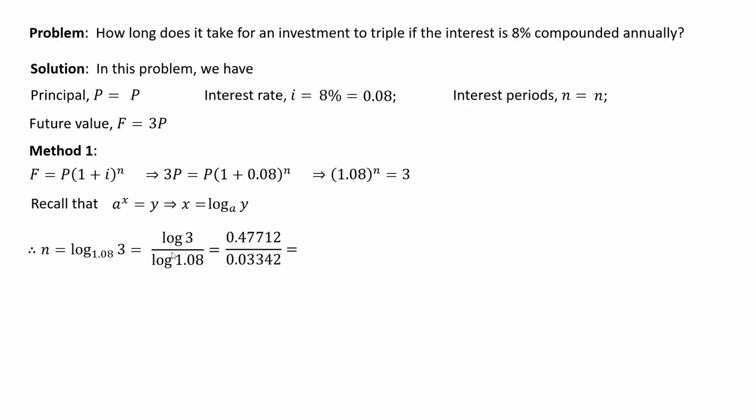Just for the heck of it, go ahead and check, figure out natural log of 3 over natural log of 1.08. You should get the exact same answer, 14.276 years.